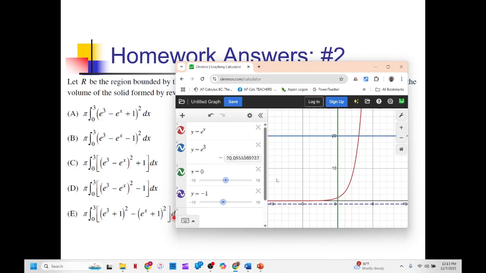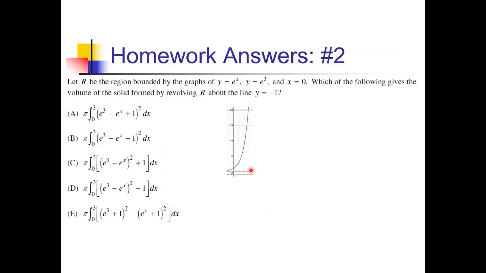But if you weren't sure, you could click on one of these, click on the dot, and see that yes, we do intersect at x equals 3. All right, so there was my graph. We said that these two things intersected at 3, so those are my limits of integration. If you look at the answer choices, they all have you going from 0 to 3, so no big surprise there. Now we need to figure out the stuff inside.